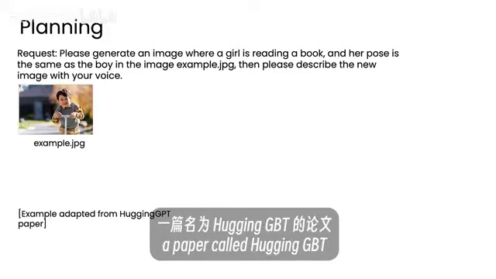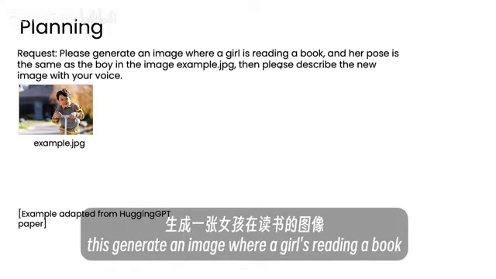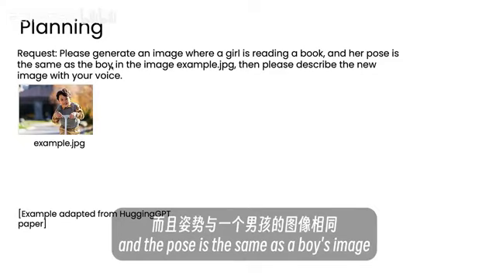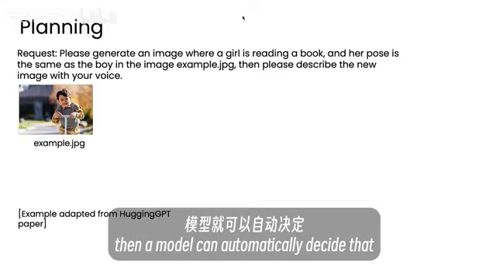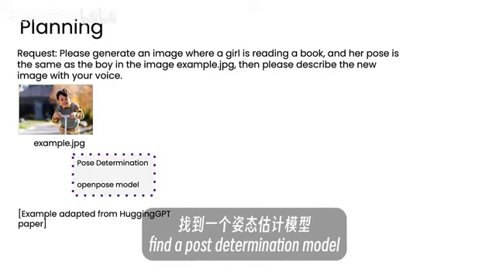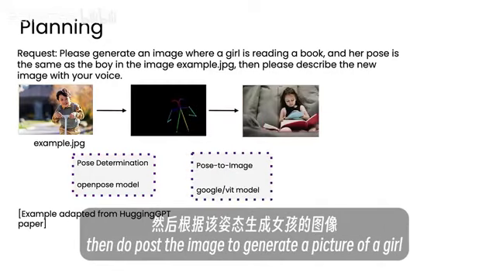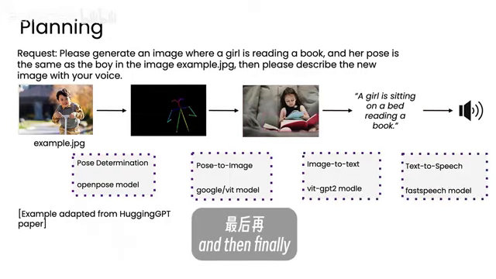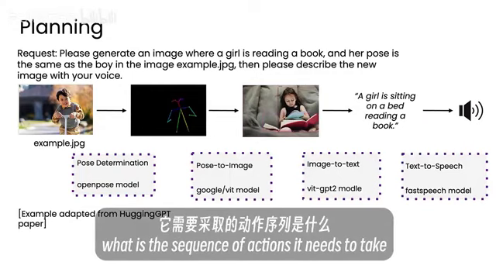This is an example from a paper called HuggingGPT, in which if you ask a system to please generate an image where a girl is reading a book and the pose is the same as the boy in the image, then please describe the new image in your voice, then a model can automatically decide that to carry out this task, it first needs to find a pose determination model to figure out the pose of the boy, then do pose to image to generate a picture of a girl, and an image to text, and then finally text to speech. And so in planning, an LLM decides what is the sequence of actions it needs to take.